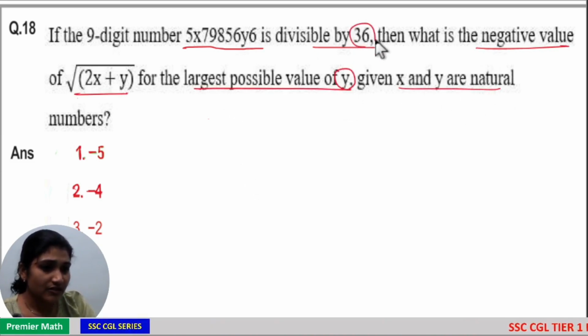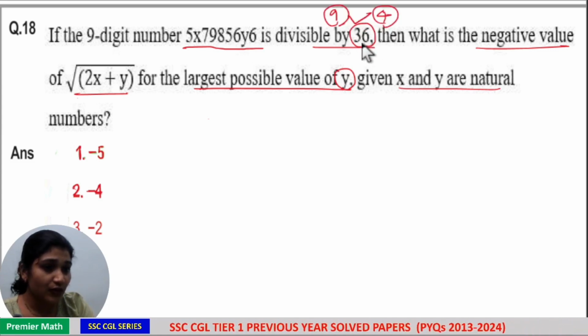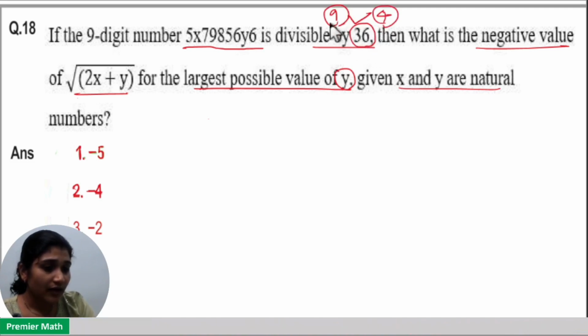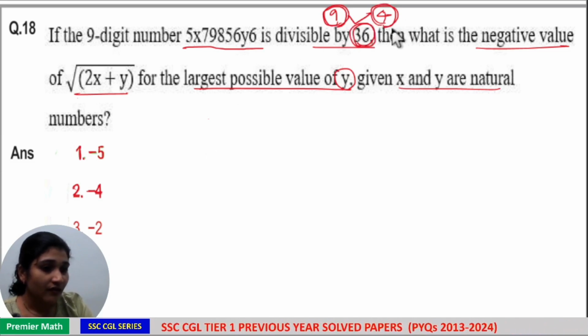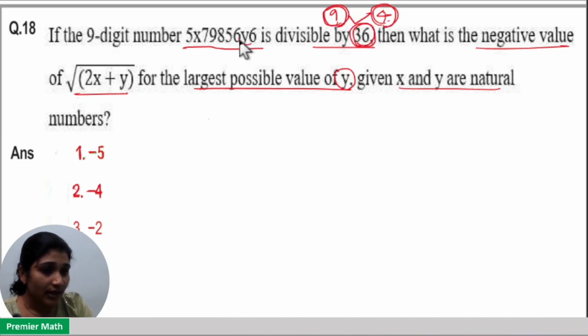When a number is divisible by 36, it should be equally divisible by both 9 and 4, because 9 into 4 is 36. Factors of 36 are 9 and 4. So here, when the number is divisible by 36, that number should be equally divisible by both 9 and 4. Now check the divisibility rule of 9 and 4. When a number is divisible by 4, its last two digits should be divisible by 4.